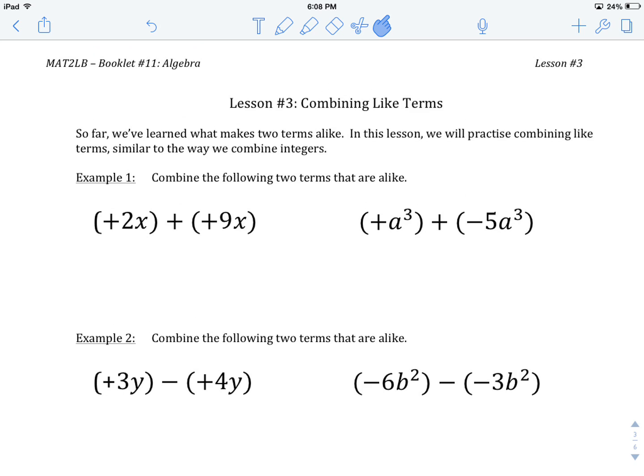In this lesson, we're not going to do too much work with what constitutes like terms. I'm going to give you pairs of terms that are alike, and we're going to just practice combining them, putting them together, since that requires a little bit of practice as well. So let's jump right to example number 1. We're going to combine the following two terms that are alike.